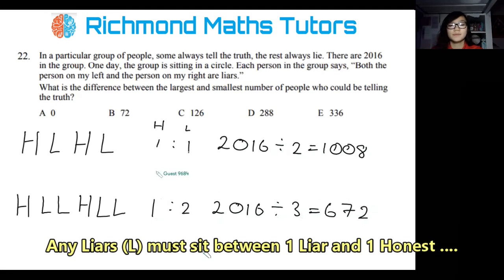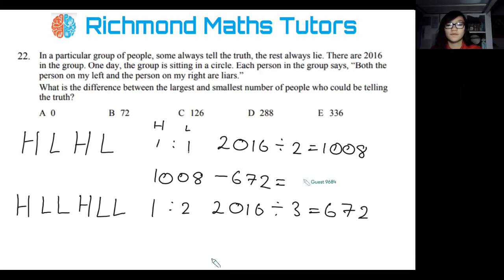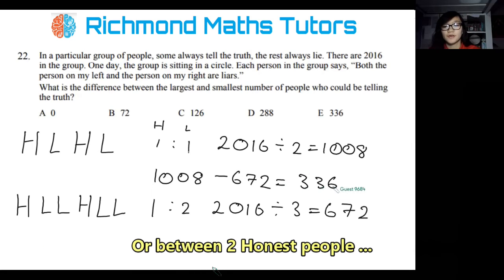And now we subtract 1008 and 672, which should give us 336, making the answer E.